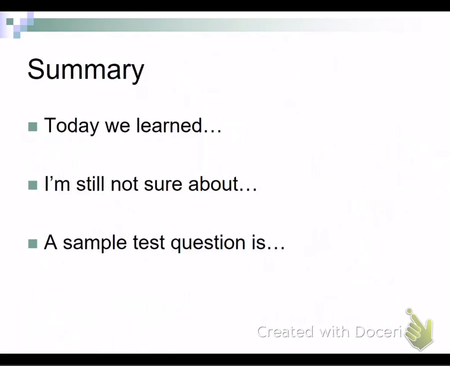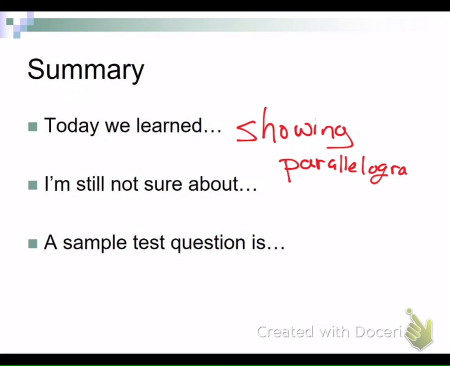Today, we learned showing, I'll just say showing parallelograms. Because it says showing quadrilaterals or parallelograms, everything we're looking at has 4 sides. So they're automatically quadrilaterals. We're just trying to show if they're parallelograms or not. All right, shortest lesson ever. Here comes your homework.